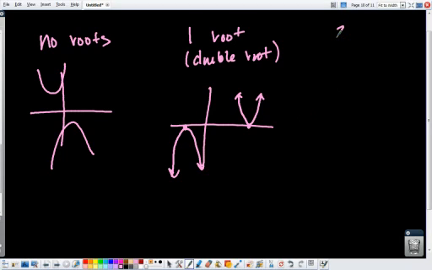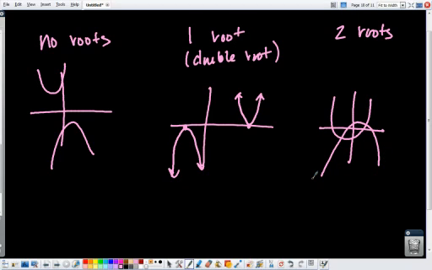And then the most common one we're used to seeing are parabolas with two roots. And it could look like this, it could look like this, look a whole bunch of ways. So we can have graphs that have no roots, one root, or two roots. And that is all for this screencast.